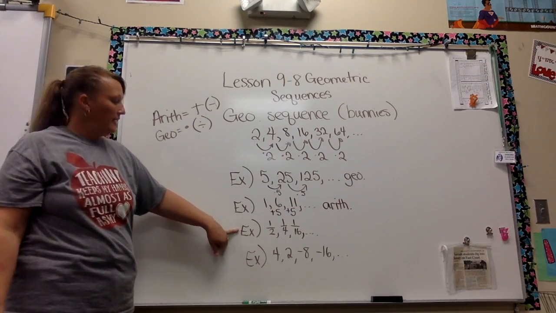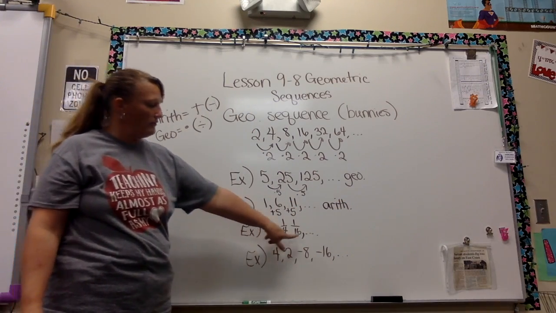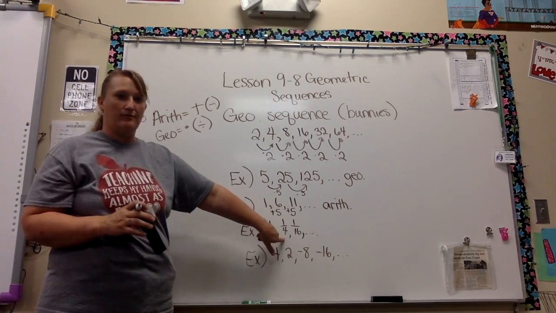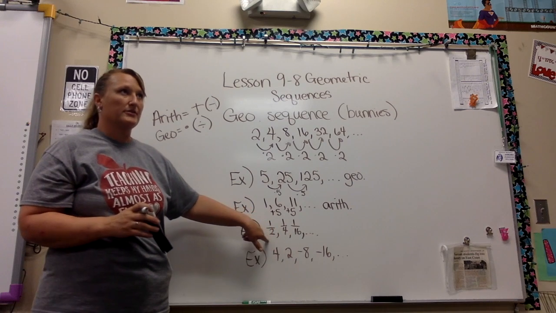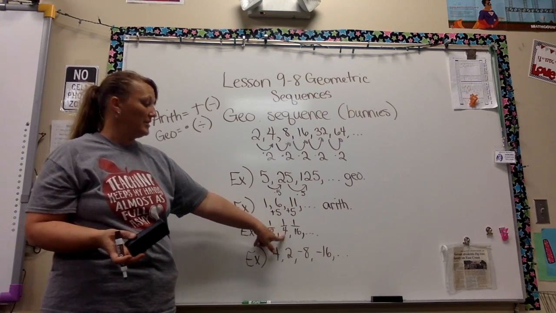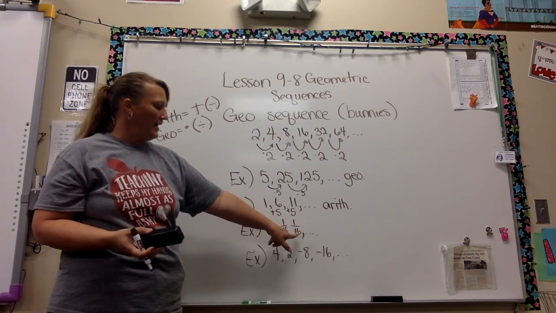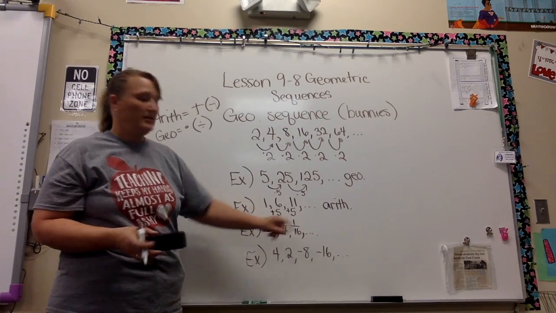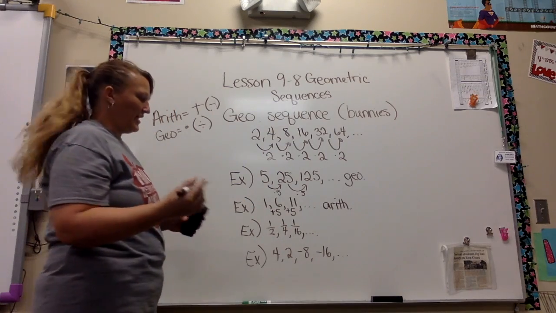The third one, we have 1/2, 1/4, 1/8, 1/16. Well, if we add 1/2 and 1/2, we don't get 1/4. If we subtract 1/2 and 1/4, we could get 1/4, but then if we subtract 1/4 again, we don't get that. We would get 0. So that didn't work out. So it can't be arithmetic.